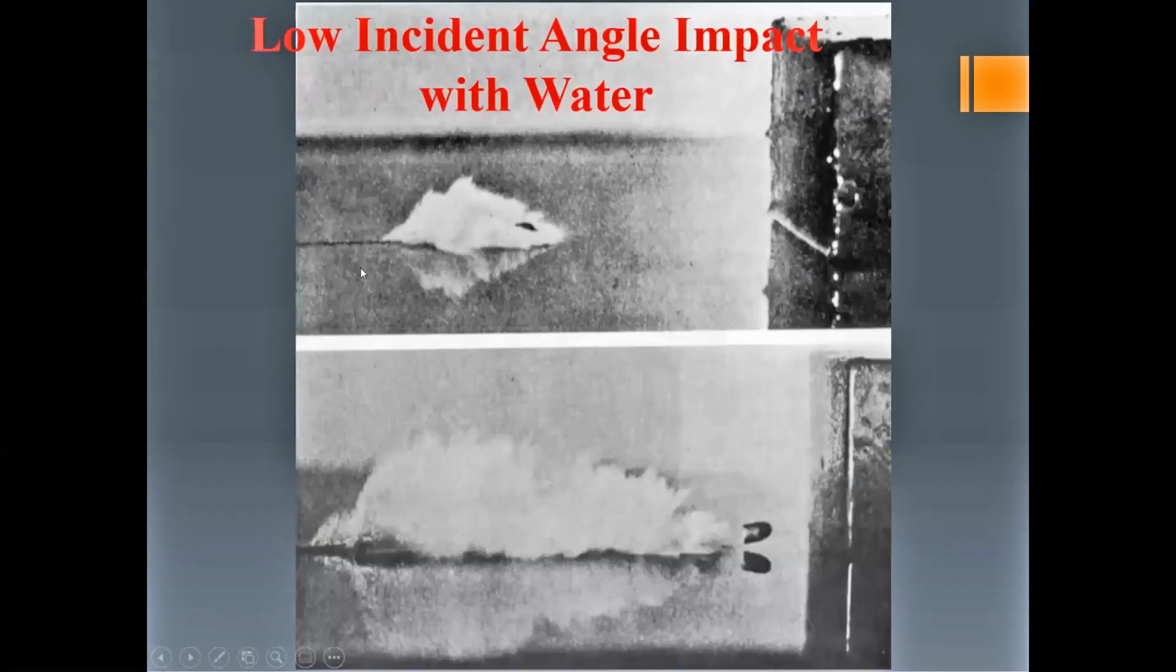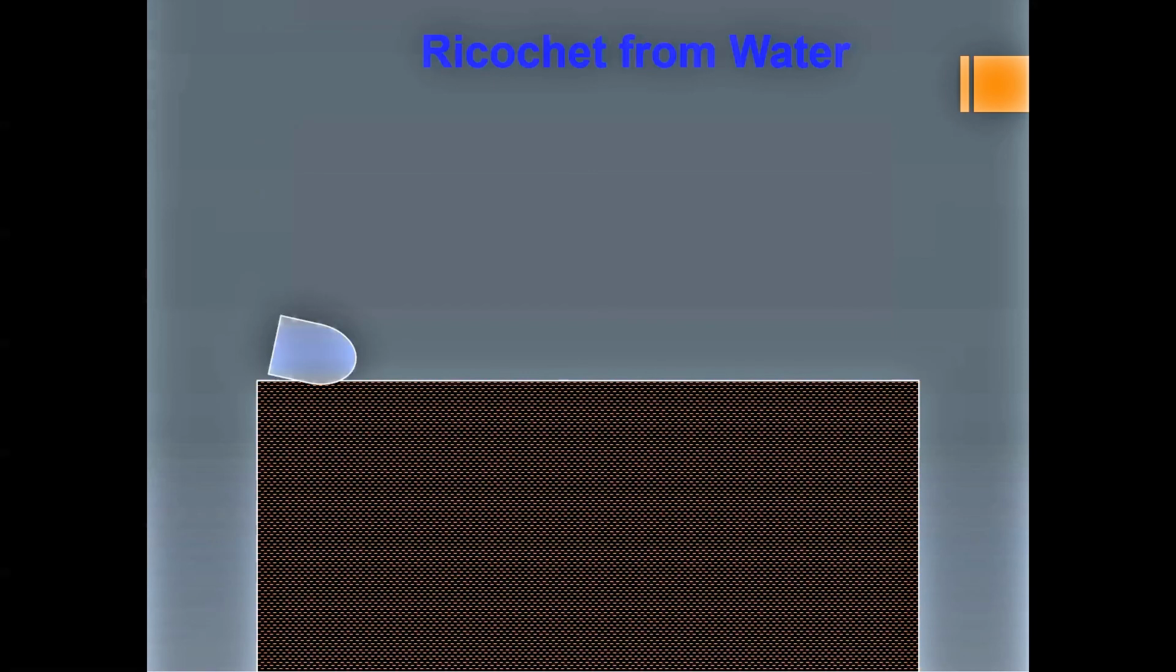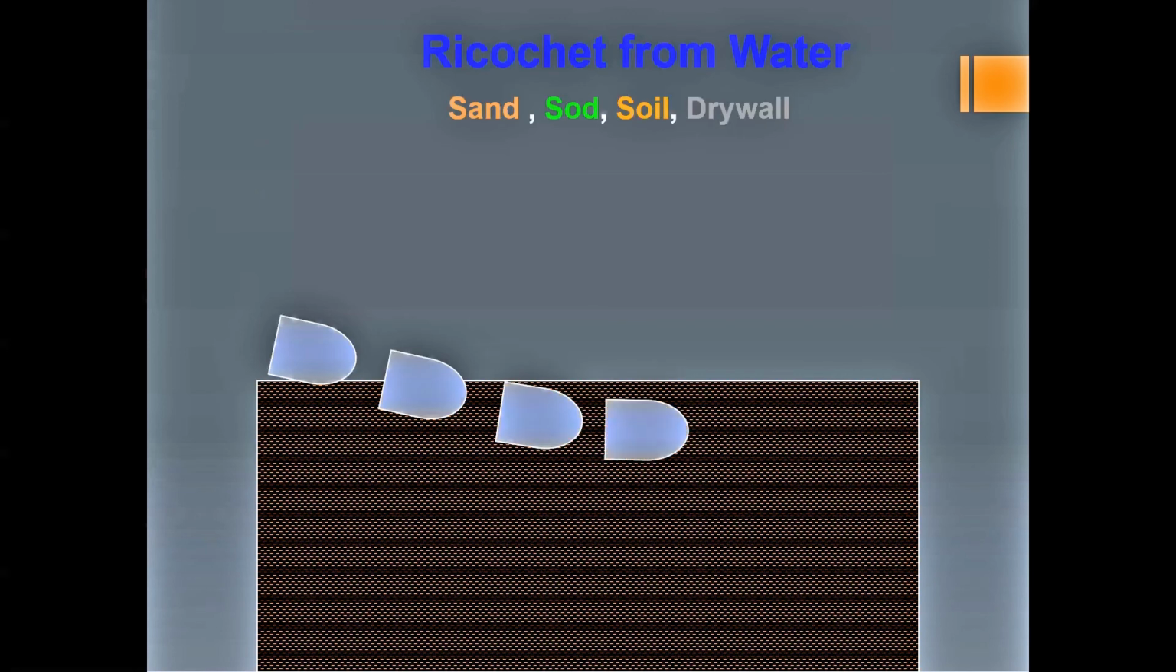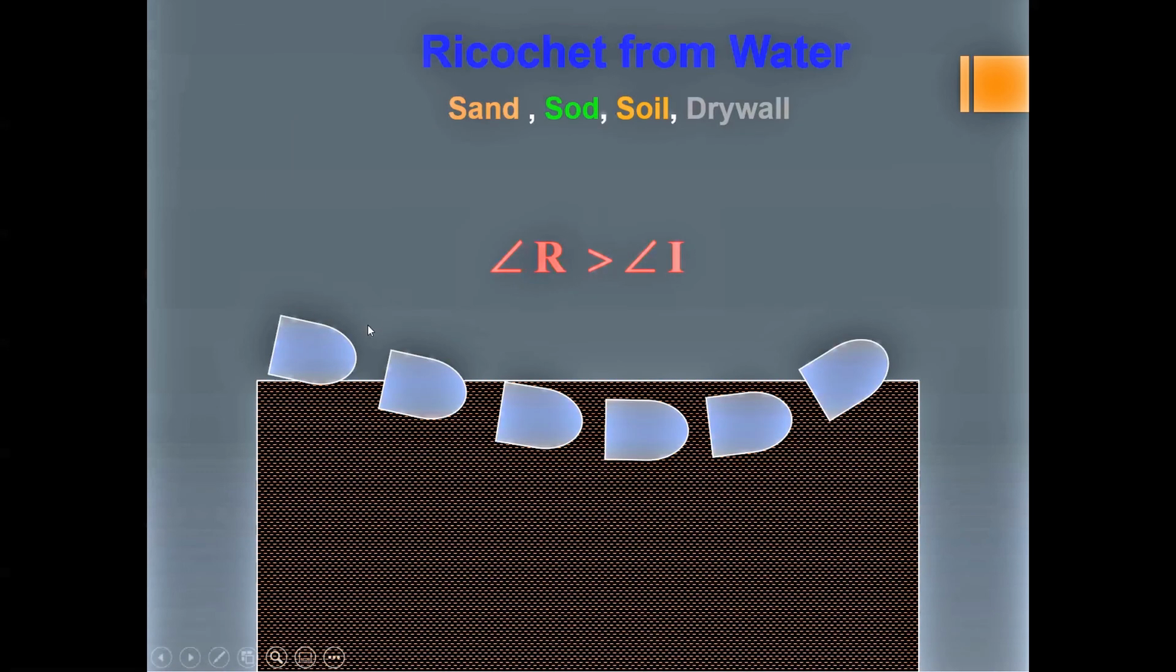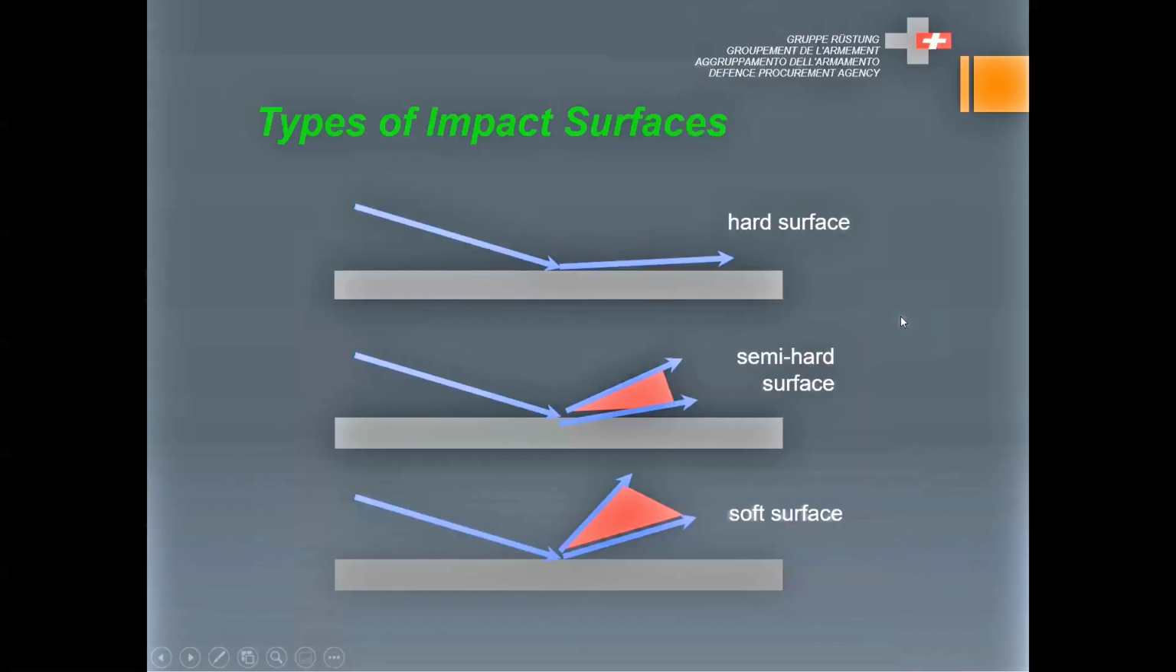Okay, here's an example, very, very low impact angle, right? So the bullet comes in almost at the level of the water and starts to take off. Okay, as you can see, it's kind of an old graphic. So that was a 22. So ricochet from water, any of these surfaces, right? We have a very low impact angle, and it starts to take off at a greater ricochet angle.